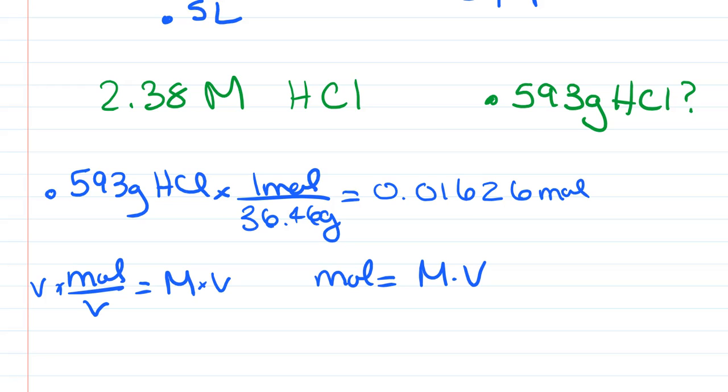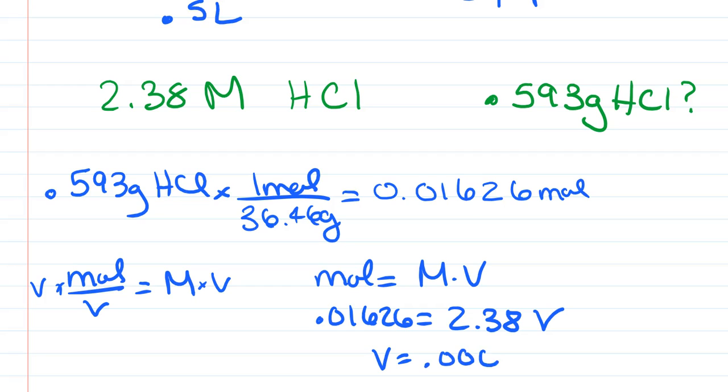Make sense? So if I have 0.01626 is equal to 2.38 times our volume, what is our volume going to be? 0.00683 liters, which is the same thing as 6.83 milliliters. Yeah, you can leave it in liters. Make sense?